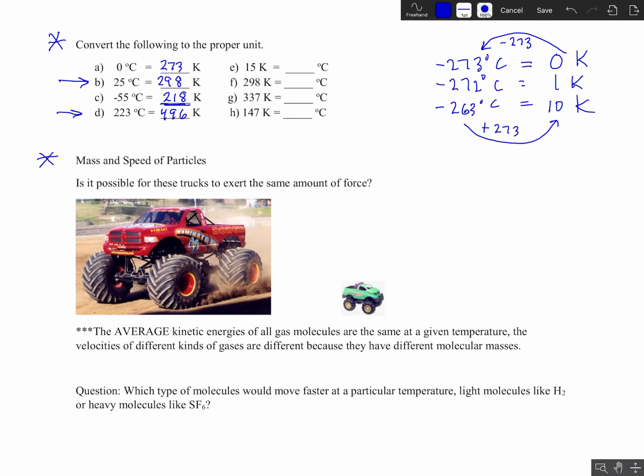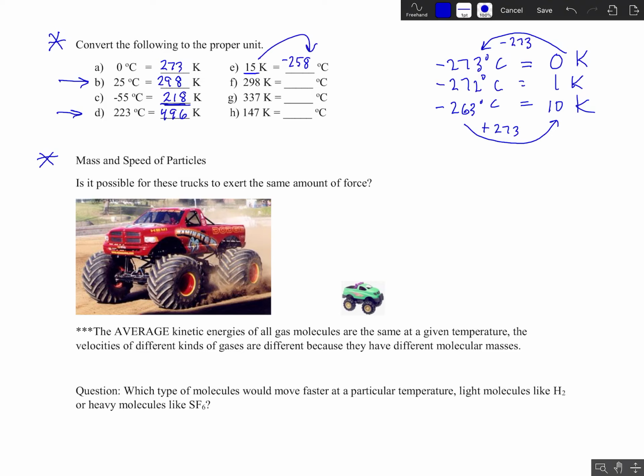So if I'm at 15 Kelvin, that's really, really cold. That's only 15 degrees above the lowest possible temperature, which was negative 273. So 15 degrees higher than that would be negative 258 degrees Celsius. Once again, to go from Kelvin to Celsius, we're going to subtract 273. So why don't you pause the video again and try letters F, G, and H, and come back and we'll see how you did. All right, welcome back.